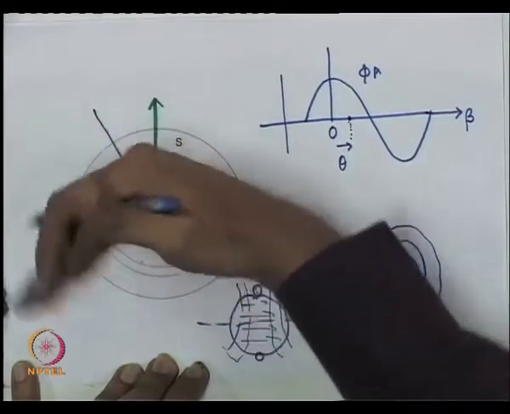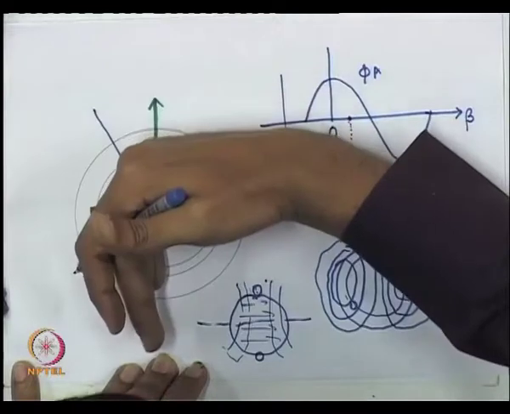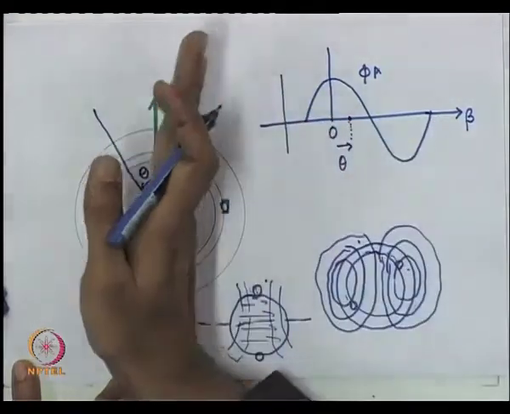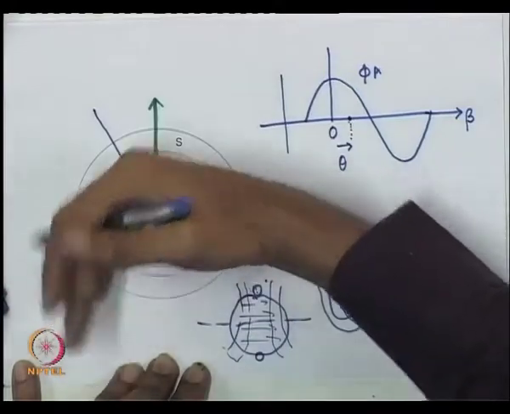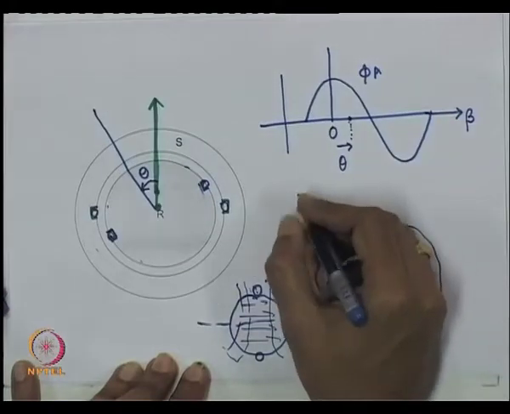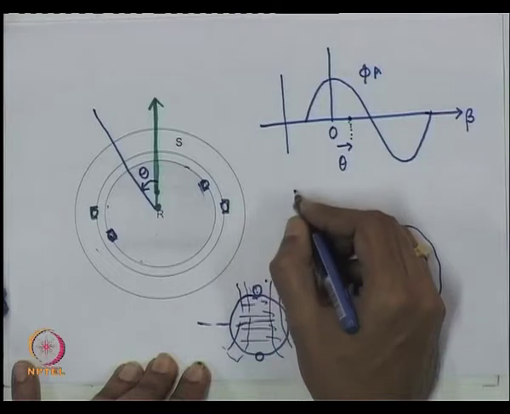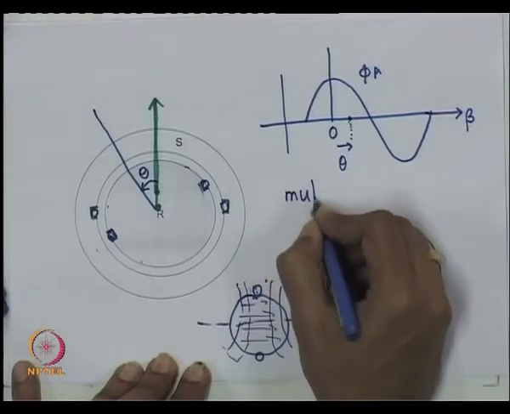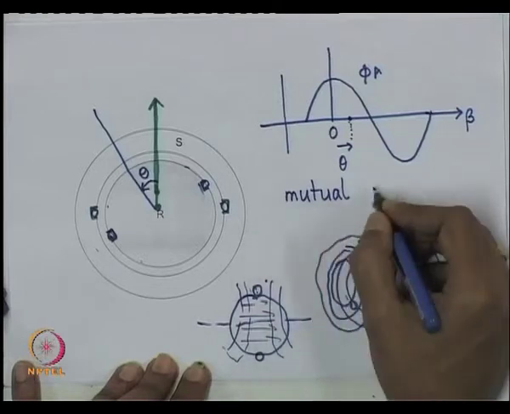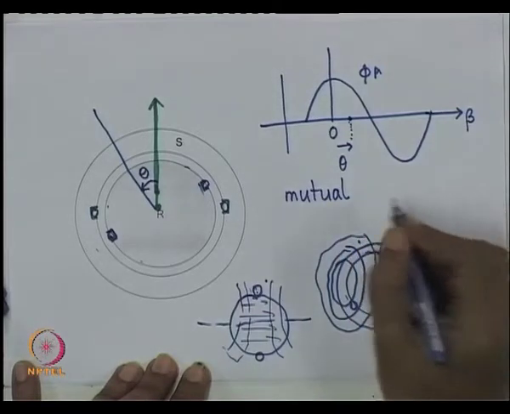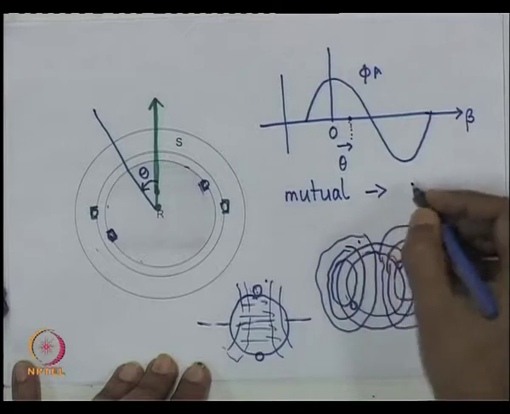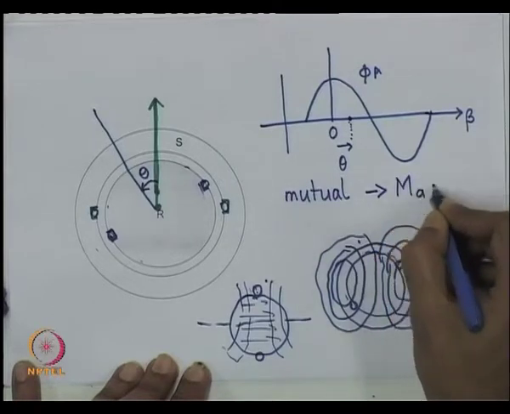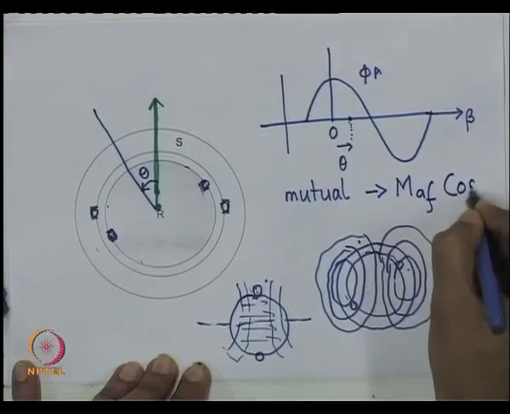In fact, the linkage becomes negative because the flux direction is reversed as far as the field winding is concerned when the field is at 180 degrees. So, one can expect that the mutual inductance between the A winding and the field winding will have the form M_AF cos theta.